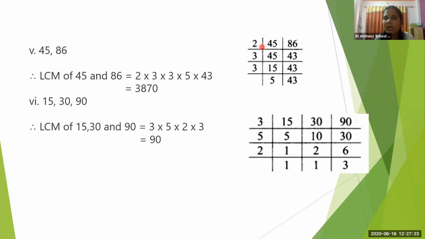So what would be our LCM? 2 into 3 into 3 into 5 into 43. No need to divide it by 5 again and by 43 again.